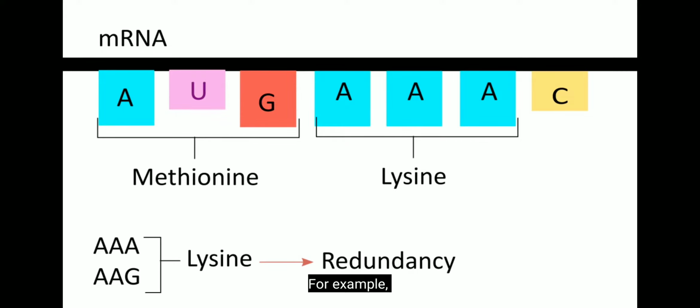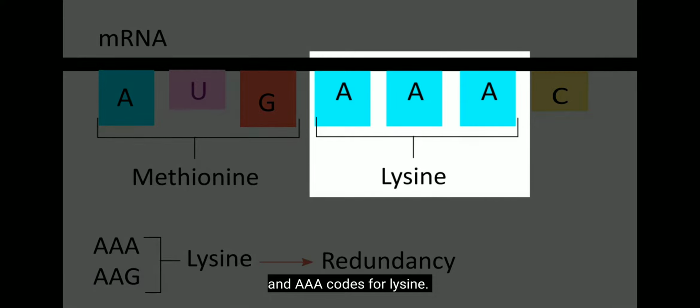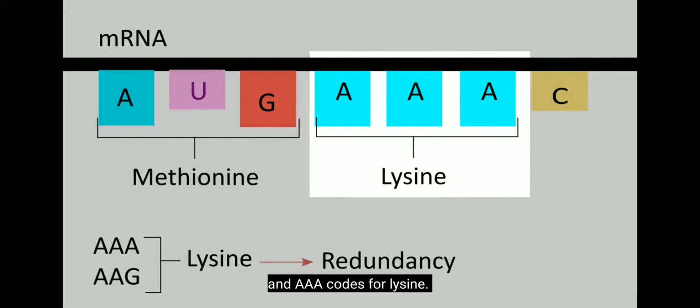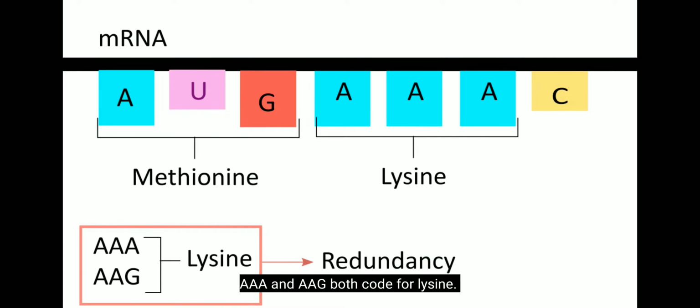For example, AUG codes for methionine and AAA codes for lysine. Since we have 64 possible codons but only 20 amino acids, more than one codon codes for the same amino acid. AAA and AAG both code for lysine.